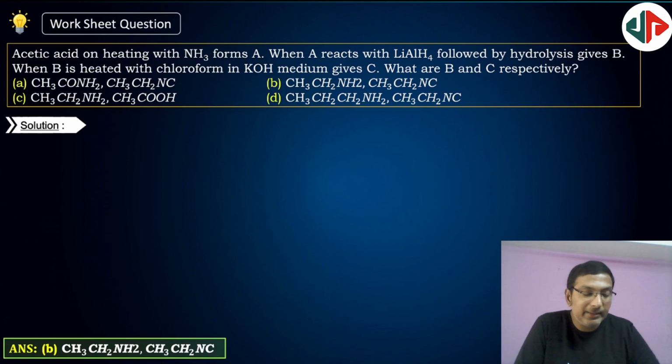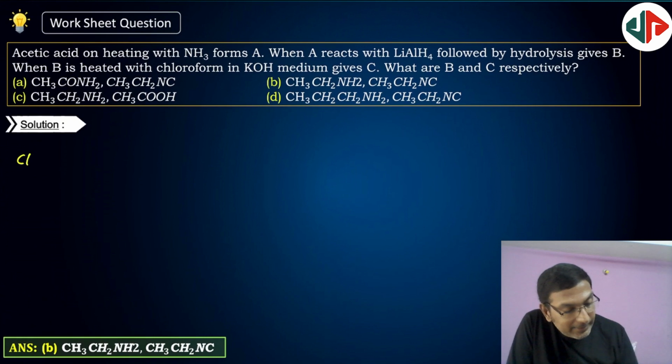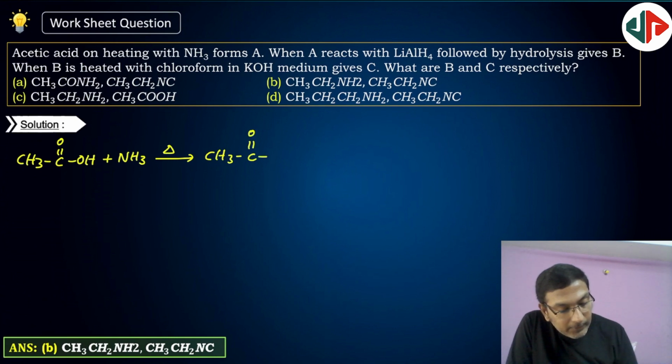Acetic acid on heating with NH3 forms A. A reacts with lithium aluminum hydride followed by hydrolysis gives B. When B is heated with chloroform in KOH medium gives C. What are B and C respectively? First acetic acid, CH3COOH, that reacts with NH3 followed by heating gives acid amide. Acid amide, which is A.